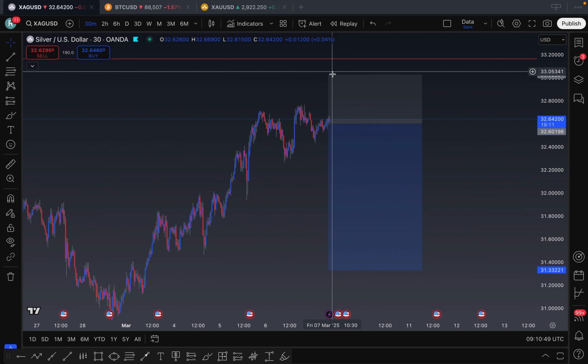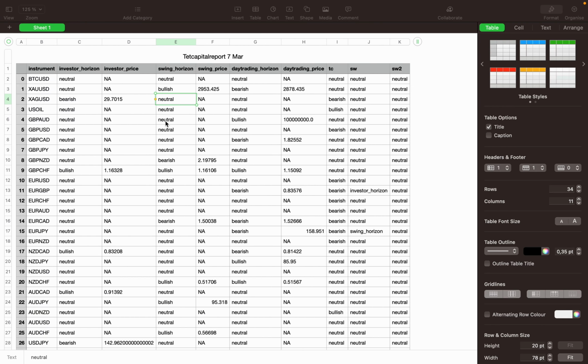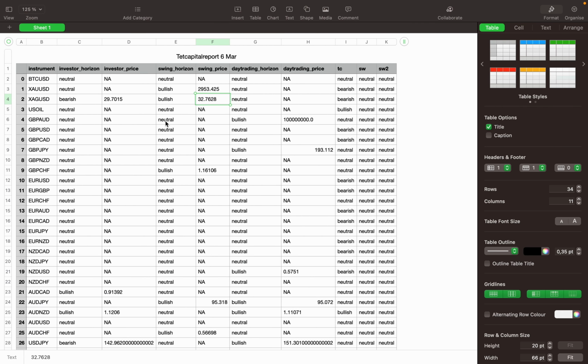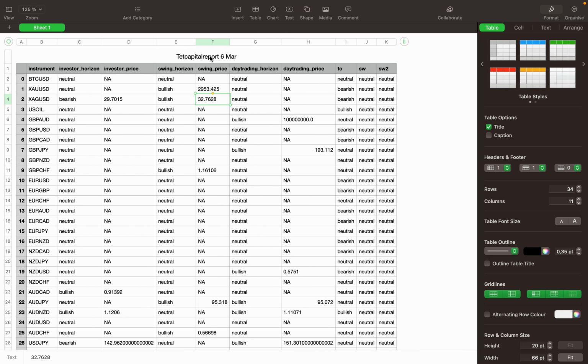I'm going to explain the huge stop loss, the TP, the investor horizon, the swing horizon, so the bias for this instrument as well. Now, the main thing that I'm focusing on is, of course, the TET Capital report right here. And the main thing that I'm focusing on in the TET Capital report is the difference between the 6th of March and the 7th of March. So what happened between those 2 days? And you can see that on the 6th of March, we had bearishness from the investor horizon and we had bullishness from the swing horizon.